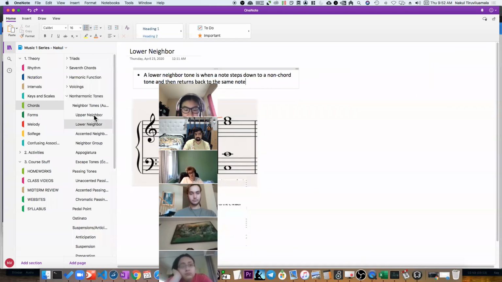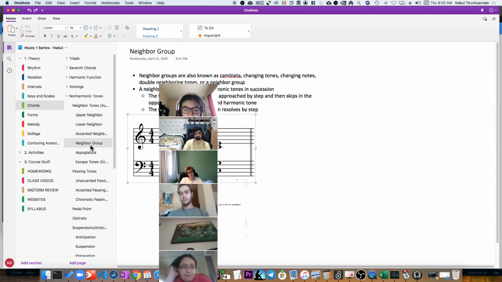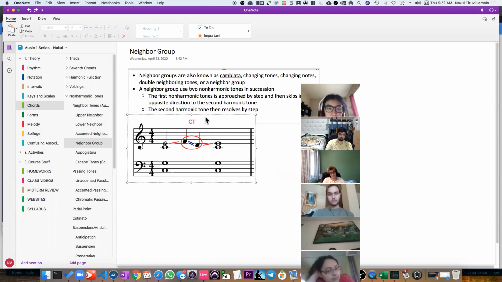Okay, so lower neighbors, upper neighbors makes sense, right? Accented neighbors, right? You see this motion of moving up and moving back down. In this particular scenario, the apex of this motion occurs on a chord tone, simultaneously with a chord. Now there's this thing called a neighbor group, which is also called cambiata, changing tones, changing notes, double neighboring tones, or a neighbor group. You might wonder why so many names. It's because a lot of theorists disagree on this, and in fact, there's even one more species of this, which I won't explain to you.